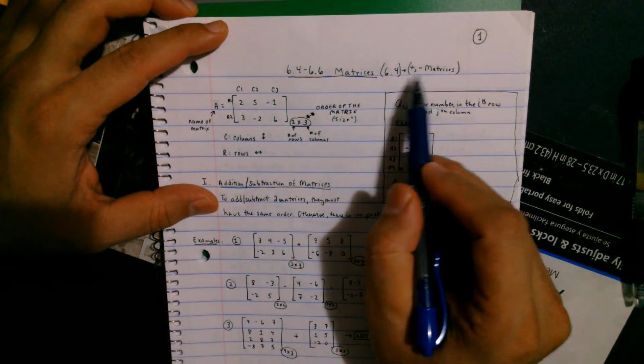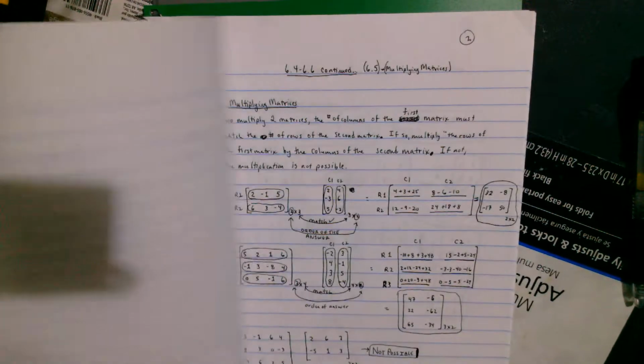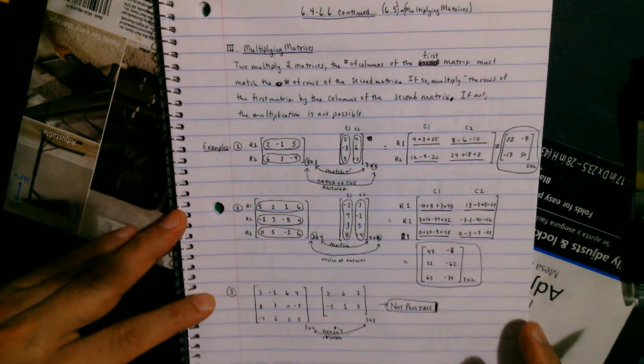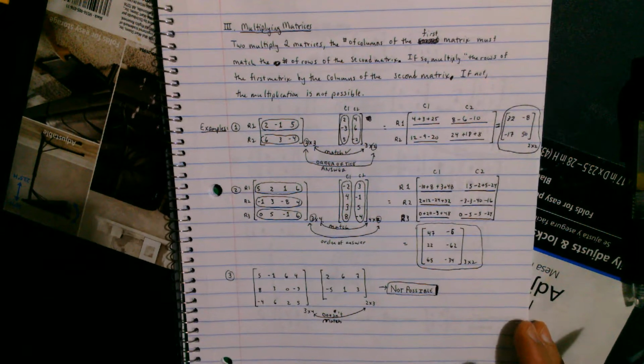Addition and subtraction of matrices. That's really the 6.4 part. And it's very brief, so I just thought I'd walk you through a little bit, and I think you should be able to pick up on this pretty good. Multiplication of matrices, a little bit more complicated, but nothing too fancy.